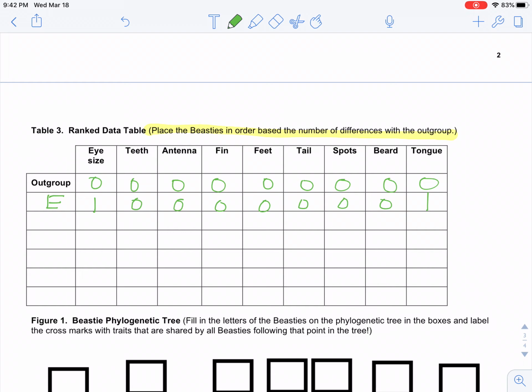Now, if you have any that are the same, let's say maybe 2 of them have, and I'm not saying this is going to happen, but it could, 2 of them have 4 changes from the outgroup. Please do not worry about the order of them then. That's random. We wouldn't be able to tell from just this information which one likely came next in a phylogenetic or ancestral tree. So your job is to just place them in any order then with respect to the outgroup if they do have the same amount of changes. Not saying that's going to happen, but it's possible.